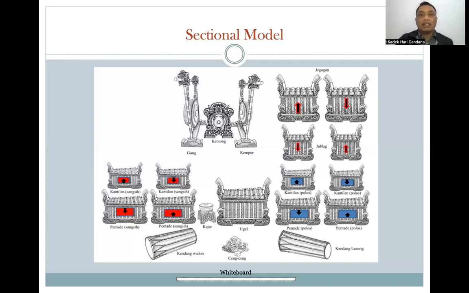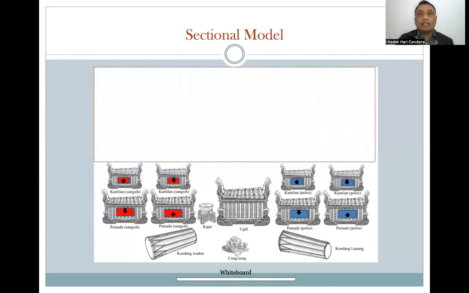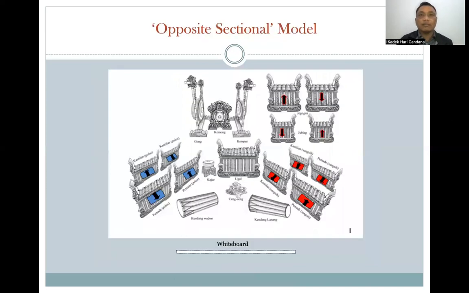During the first 3 weeks of the second semester, I focused on issues facing the Kantilan players. Therefore, the opposite sectional model was developed to resolve the obstacles. This model allowed the Kantilan players to view the notation on the whiteboard as well as to follow and copy the Gangsa Pemade. In addition, coordination between the two separate groups playing different patterns, polos and sangsih, became easier.